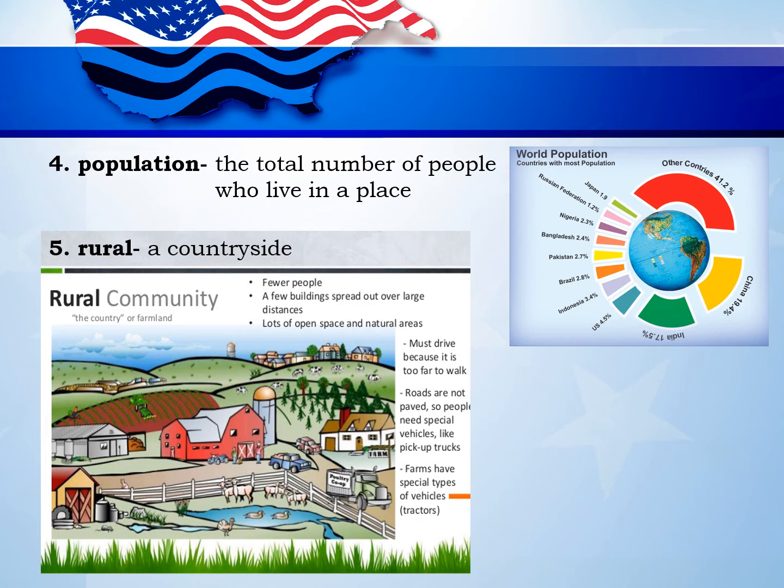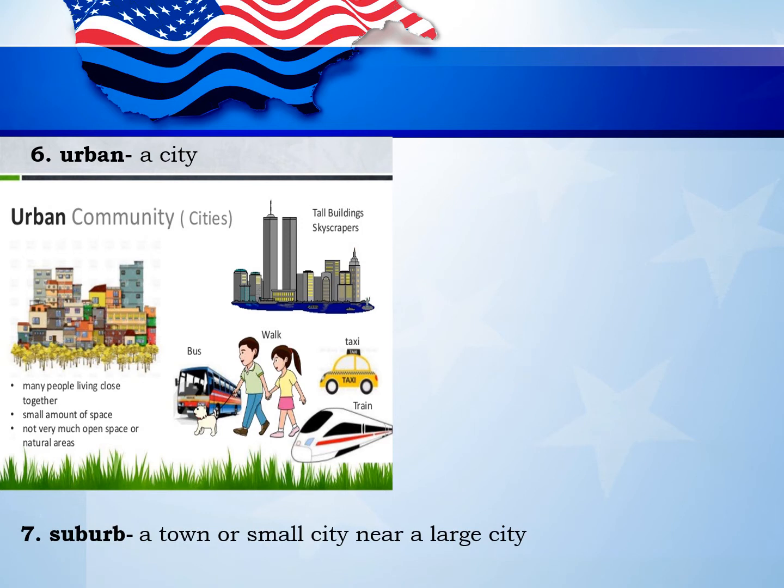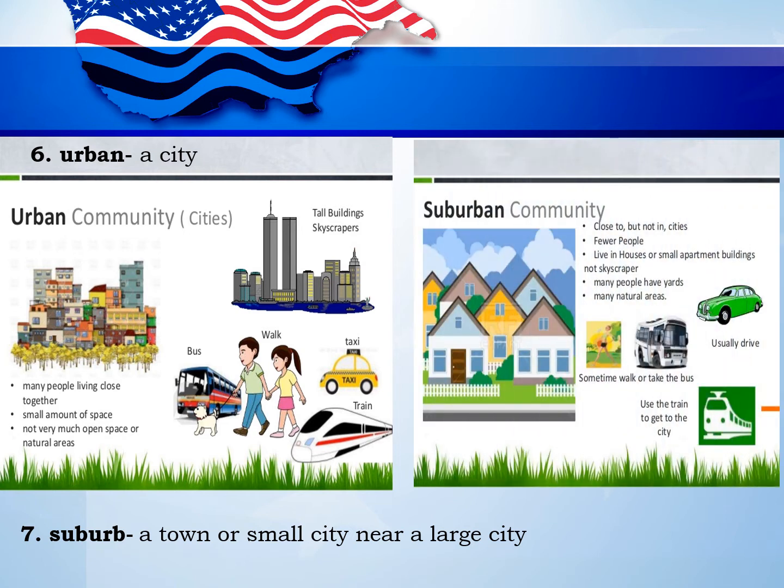Number 6, we have the word urban or a city. In this kind of community, there are many people living close together. It has a small amount of space and not very much open space or natural areas. And of course, you can find there great tall buildings like skyscrapers. Number 7, we have suburb, or it is a town or small city near a large city. Look at the picture here. A suburb, or we can also say suburban community, is located near a big city. It is less crowded than cities because they have fewer people living on larger areas of land.